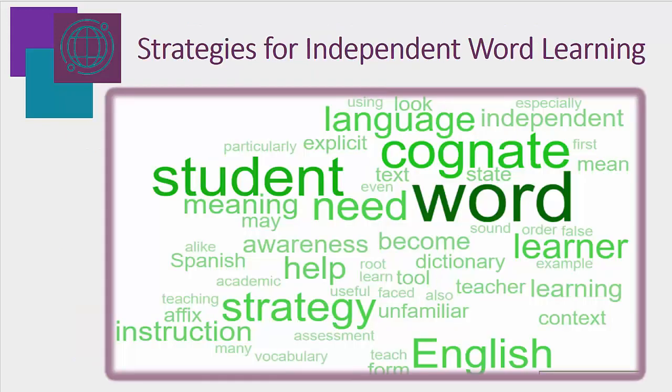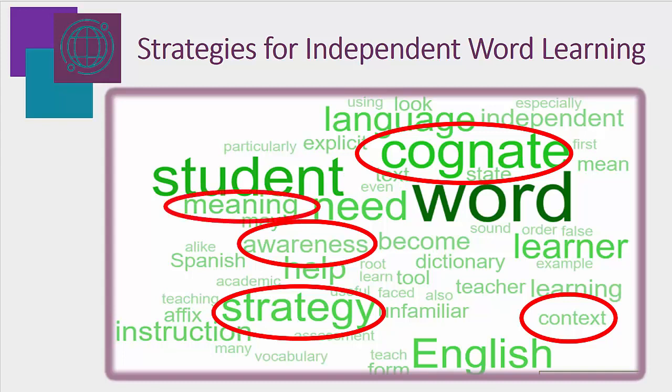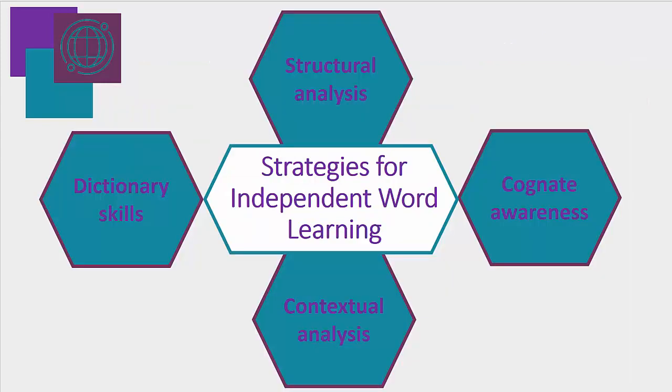Looking first at the 3rd element for effective vocabulary instruction, strategies for independent word learning, you will see the key concepts of this element indicated here in this word cloud: strategy, awareness, cognates, context, and meaning. The words provide you with a very general summary of this element.